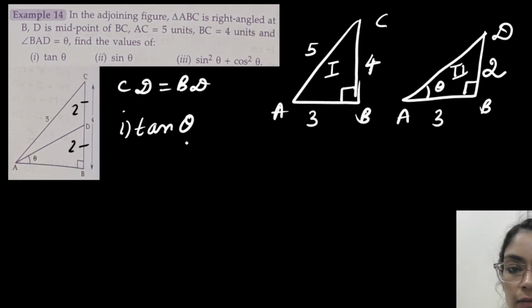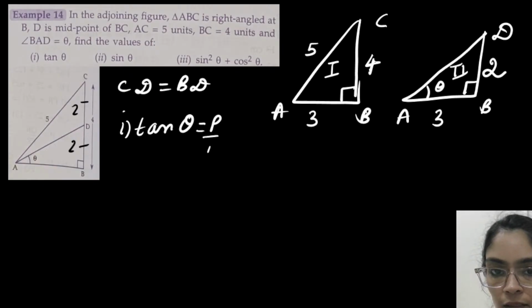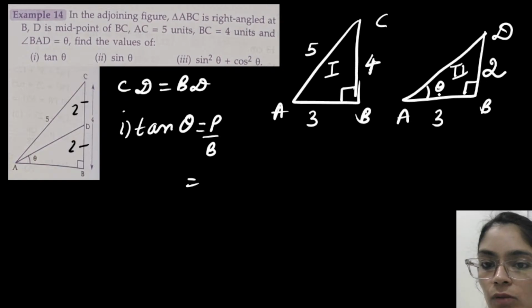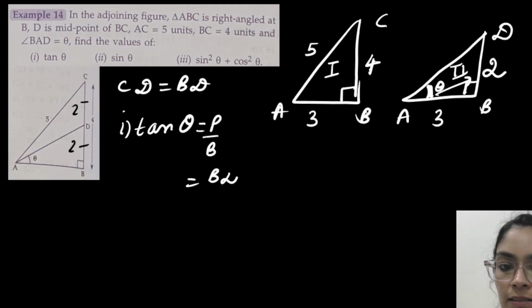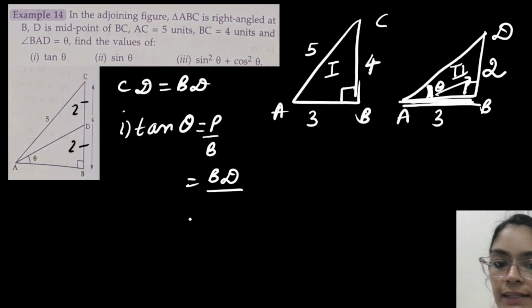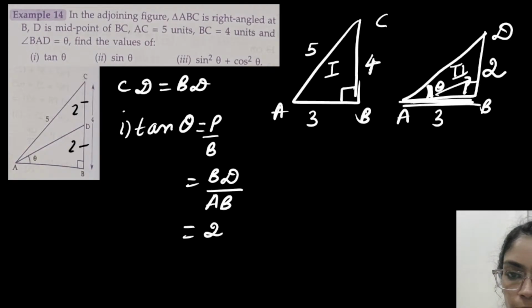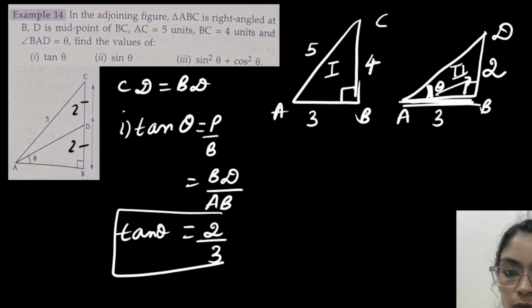Now we have to find tan theta. From the second triangle, the formula for tan theta is perpendicular by base. Perpendicular is the opposite side. Opposite to theta, you see BD is there. So BD is the perpendicular, and the base is the adjacent side, which is AB. So BD by AB. BD's value is 2, AB's value is 3. So tan theta is equal to 2 by 3.